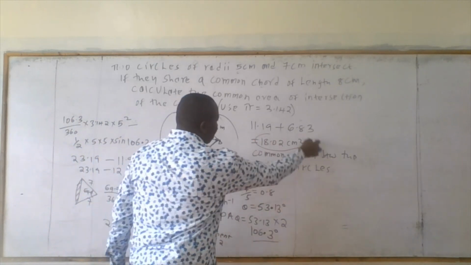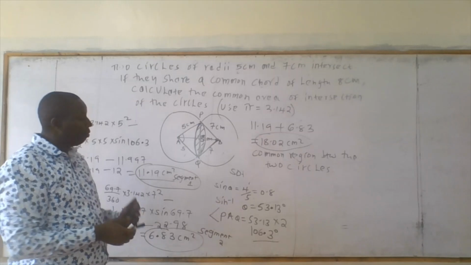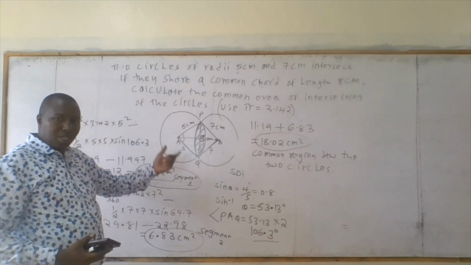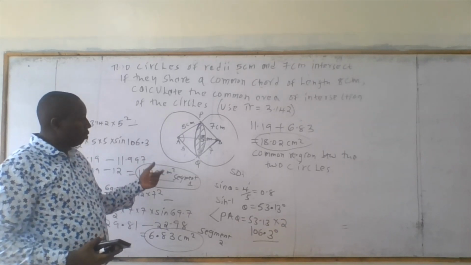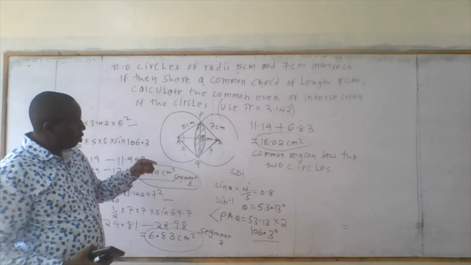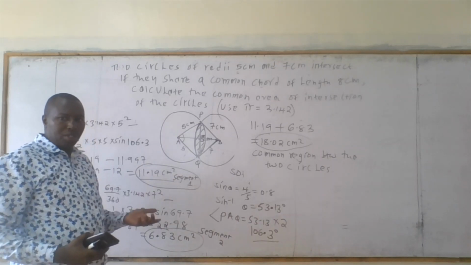So the required area is that one. Here you must understand the concept of the sine, the cosine, and the tangent. You know which trigonometric ratio you want to use: sine, cosine, or tangent.